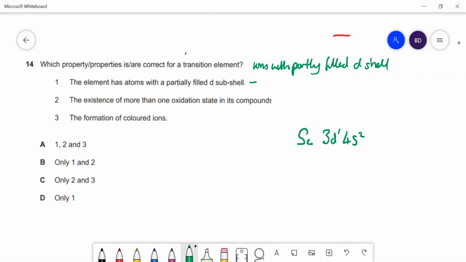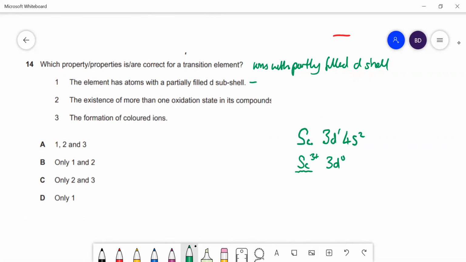So it has got a partly filled d shell when it's an atom, but when it forms a scandium ion, it's got no electrons in the d shell, and it only forms that ion. So scandium is not considered to be a transition metal because it doesn't form an ion with a partly filled d shell. So that's just to illustrate that one is actually wrong there.